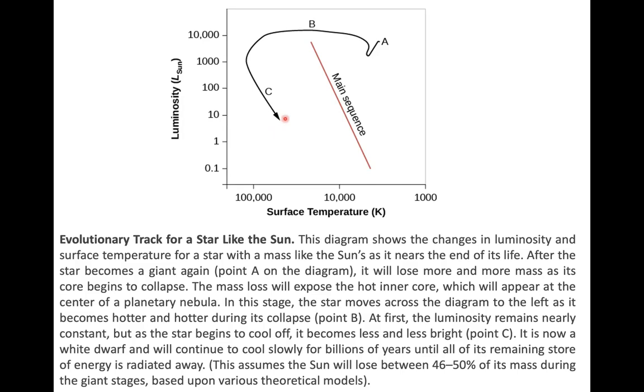Now, according to this model, we can think about what will happen to our sun. So we assume that our sun will lose around 46 to 50% of its mass during these giant stages based on the models that we have. Right now, the sun is one solar mass. It will be around half a solar mass when it goes through this phase and becomes a white dwarf. Right. So this is what will happen to our sun.